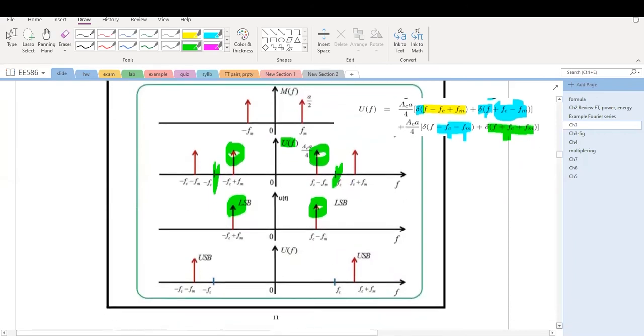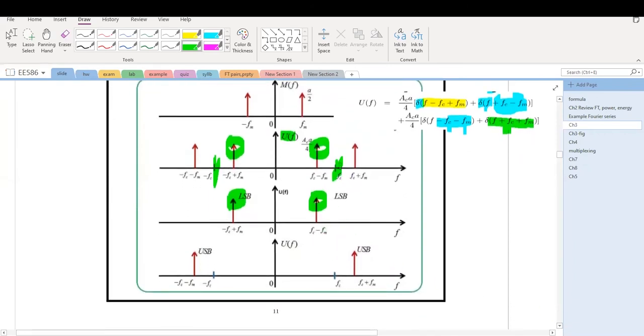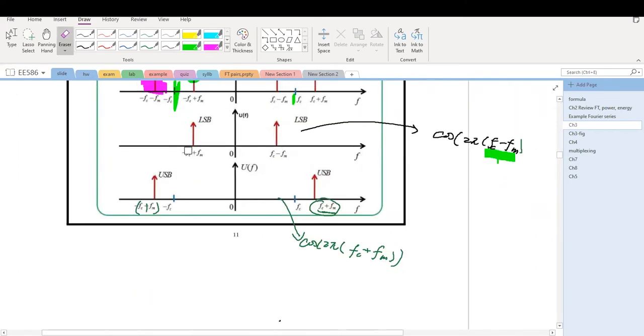What is the upper sideband component? The upper sideband is the frequency component higher than fc, right? So it contains this spectrum and this spectrum. Let's look at these two delta functions by themselves. There are two delta functions sitting here. This is positive and this is negative. I can have fc minus fm, right? So basically this is the quantity and this is the negative of this quantity.